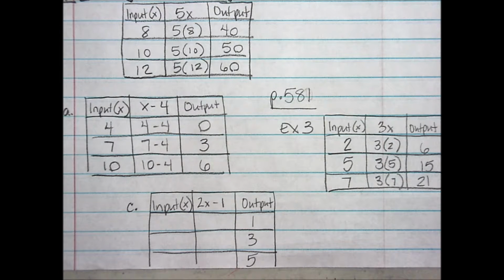I think 3 times x plus 2. So 3 times x plus 2. You'd add 2 to the input, and then you'd times the input by 3.